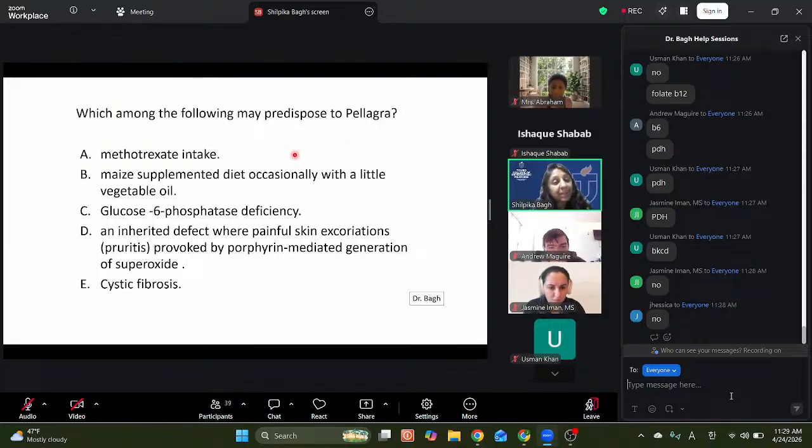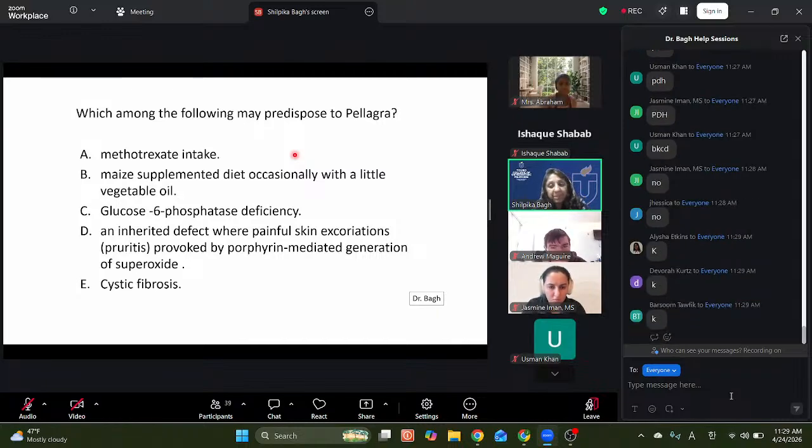gut sterilizing antibiotics. What are you thinking? Gut sterilizing antibiotic, which vitamin will be deficient? Vitamin K. Cold climate: vitamin D. Similarly, eating polished rice. Anyone? Thiamine deficiency, polished rice. And here, corn, maize as a staple diet is associated with niacin deficiency, pellagra.